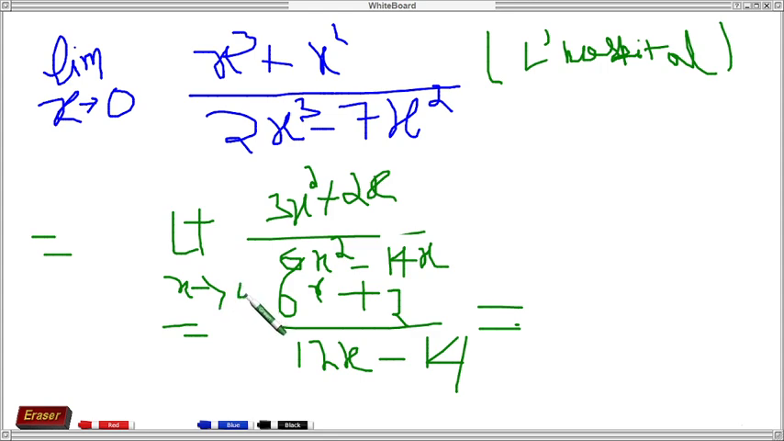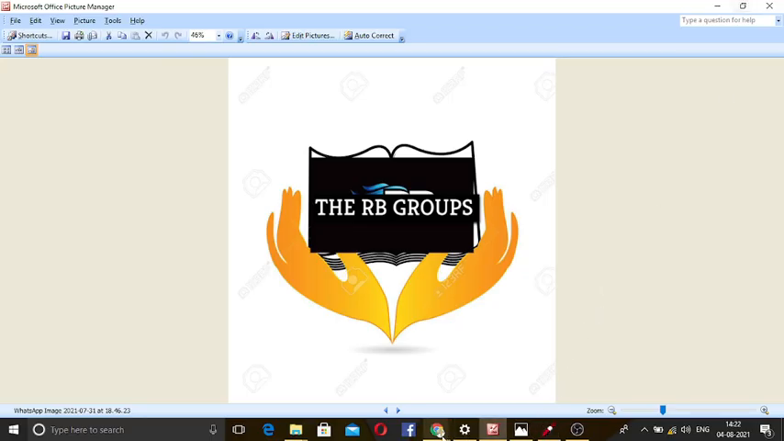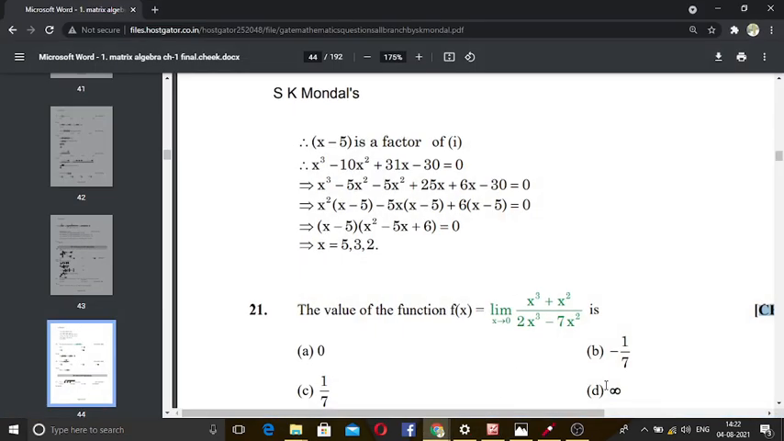Because my method is an objective type method, I am not going to detail how to write the answer. If we put the value of 0, the numerator will be 2 and the denominator minus 14, so it becomes minus 1 upon 7. So our answer will be B.